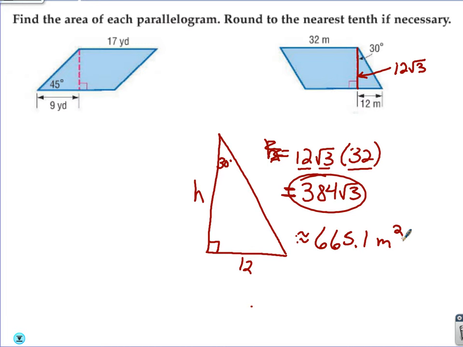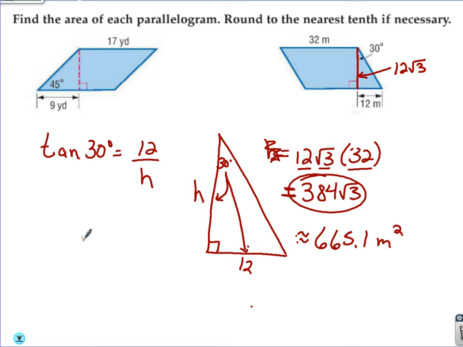Again, if you didn't remember your rules for 30, 60, 90s, let's go back to this exact same problem here. Let's say I don't remember that the medium side is the root 3 times the short side. Sine, cosine, tangent. This is the opposite side of your angle, and this is the adjacent. That'd be a tangent problem.